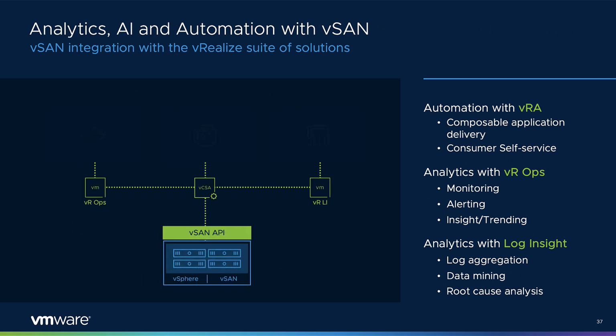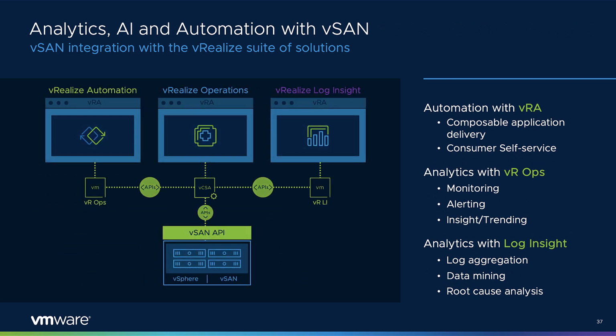vSAN was built to interact easily through various interfaces, whether it be through the vCenter Server UI, PowerCLI, or APIs. vRealize takes advantage of the collection of APIs from vCenter and vSAN. It is this deep level of integration that allows infrastructure analytics offered by vROps and Log Insight to see the right data and provisioning automation offered by vRA to work across different types of topologies.